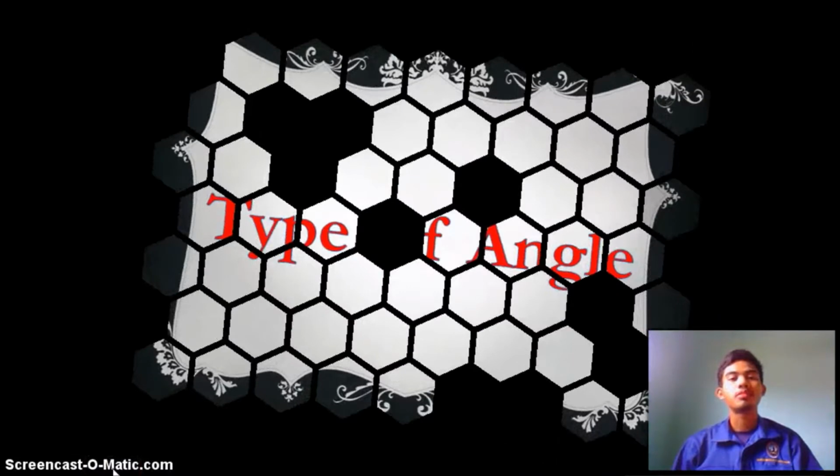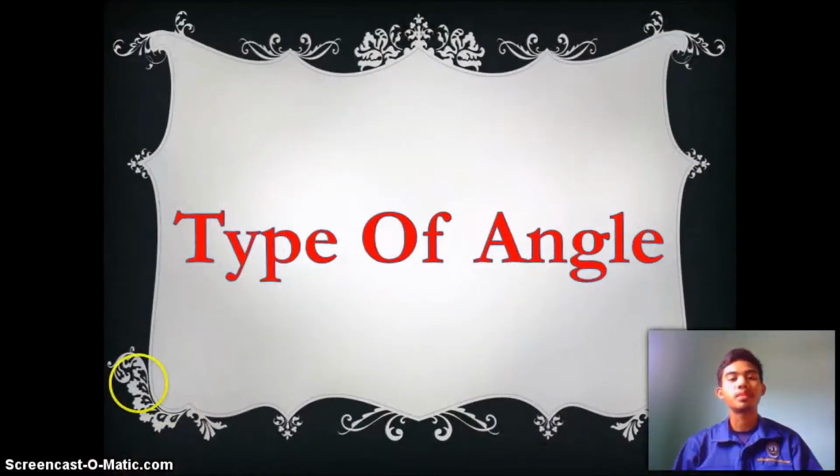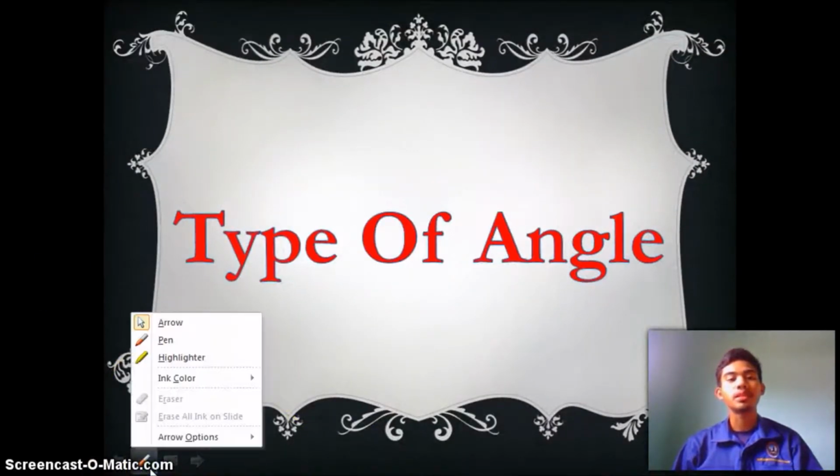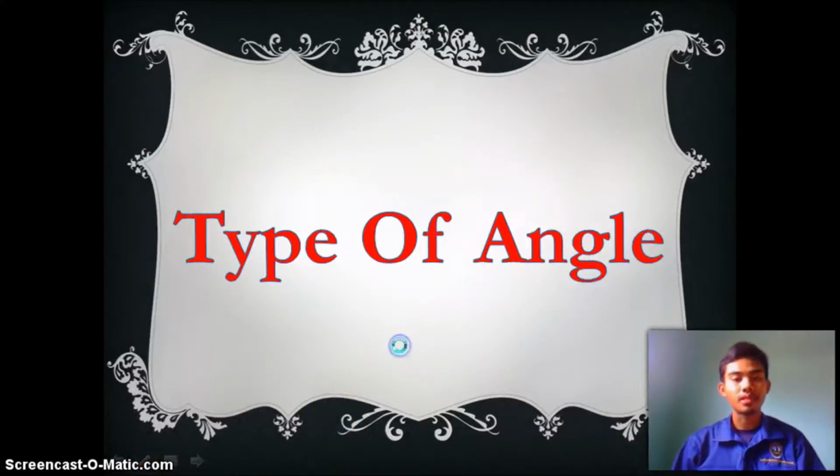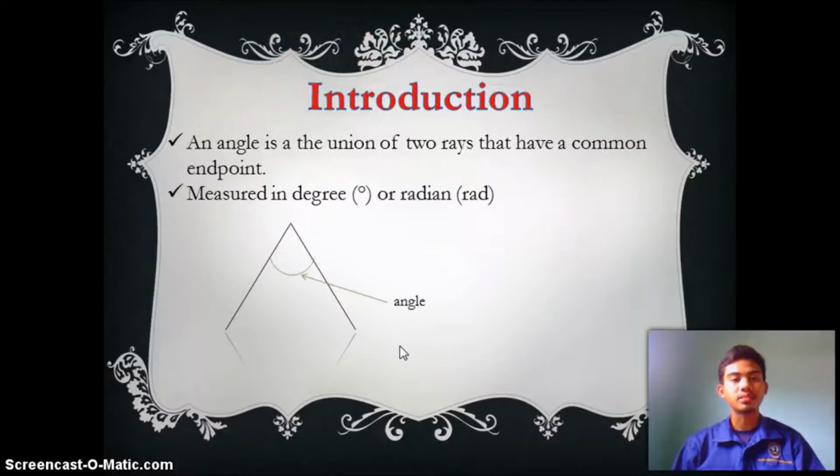Assalamualaikum warahmatullahi wabarakatuh. My name is Muhammad Adib bin Abdul Samad, and my part will be types of angles. Before I proceed to types of angles, I will explain what an angle is. An angle is a union of two rays that have a common endpoint. I will illustrate with this figure for your understanding. This is the first ray and this is the second ray. Then they have a common endpoint here and the angle is between them. The angle is measured in degrees or radians.